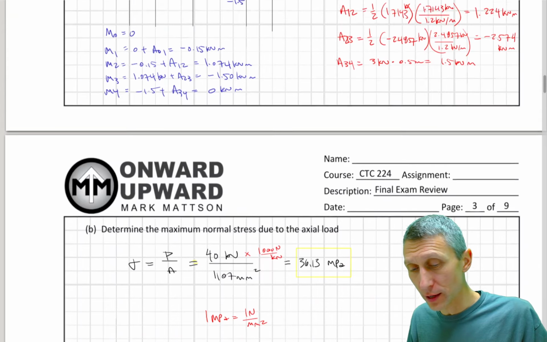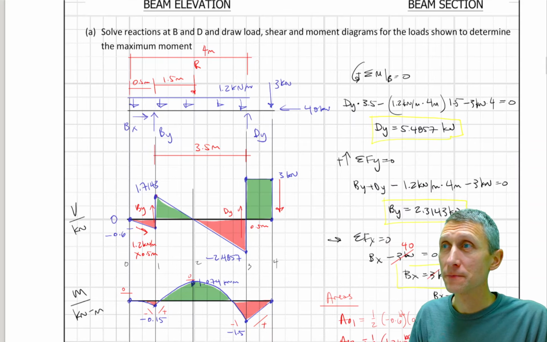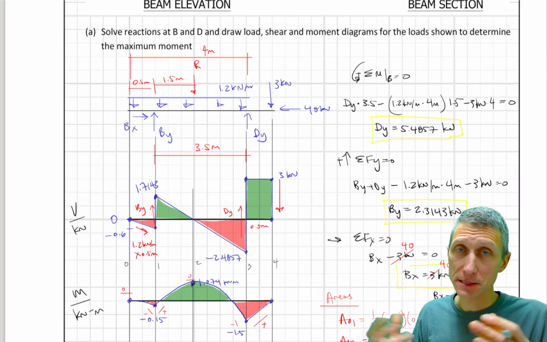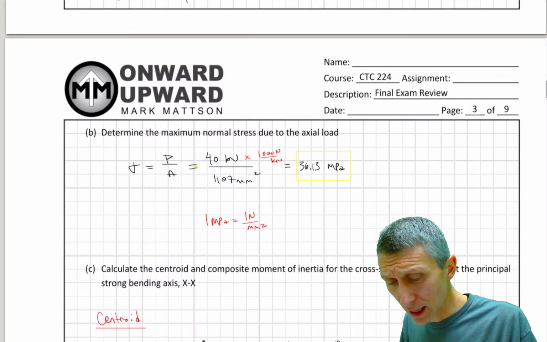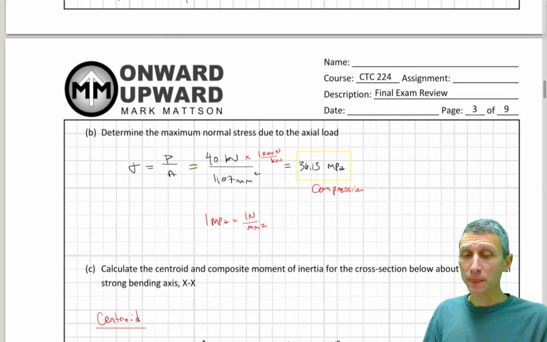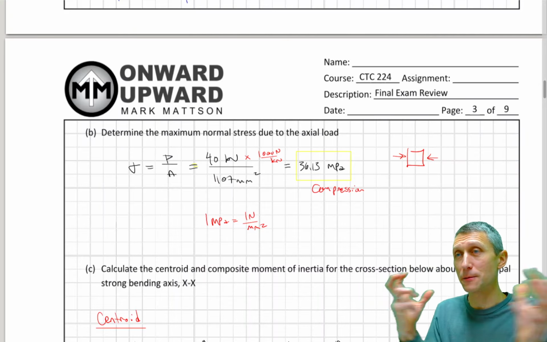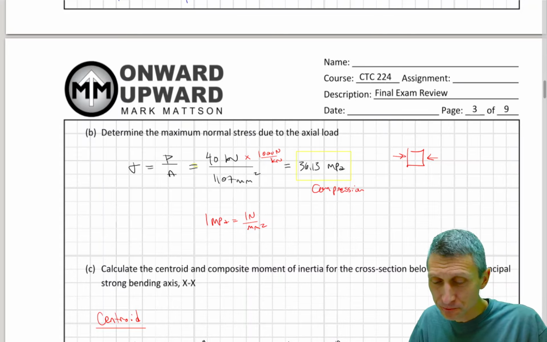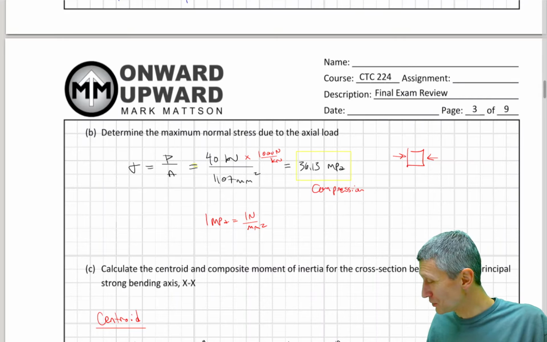You'll notice too that if we come back up here, this should be in compression, right? That 40 kilonewtons in BX is pushing these things together. So I'm going to label this compression. Anytime we have two forces pushing on something, trying to condense it, that's compressing. That's compression. So let's keep going and go to the next part of this.